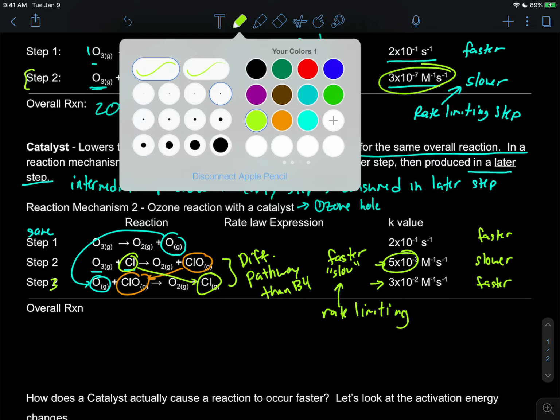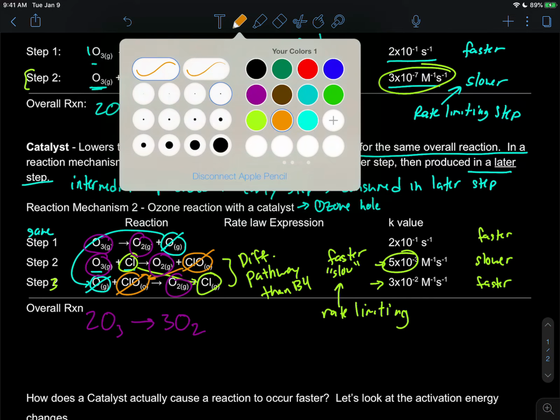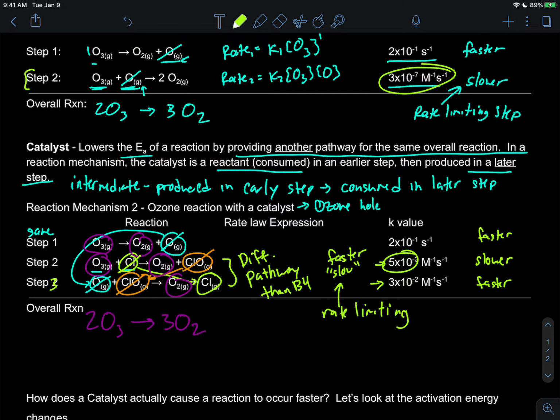But let's see, do we get the same overall reaction? Our overall reaction is going to be an ozone molecule plus another ozone molecule, and that's going to produce 1, 2, 3 oxygen molecules. And so we see here that our intermediate, the ClO molecule, gets consumed, our intermediate, the oxygen atom, gets consumed, and then our chlorine atom that we originally consumed gets produced later. So neither one of those is part of our overall reaction, and we have the same overall reaction.